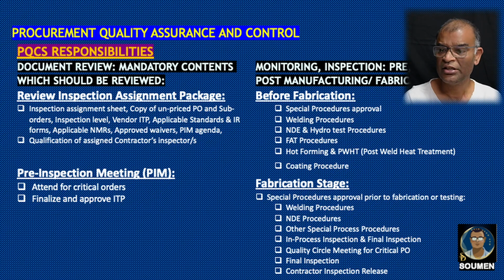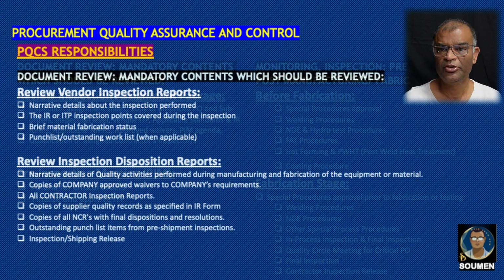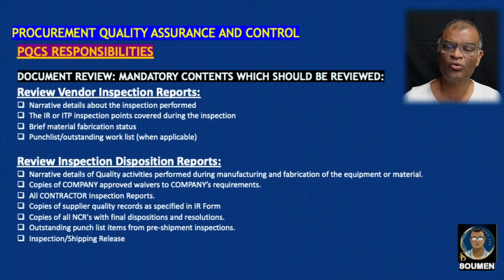In all these stages, the role of the PQCS is very, very important. He has to be very, very observant. Wherever there is a violation or non-conformity, he has to raise it officially through his third-party inspectors. Review the vendor inspection report. While reviewing the vendor inspection report, the PQCS shall check the narrative details about the inspection performed, the inspection report forms, inspection points covered during inspection, brief material fabrication status, and punch list and outstanding work list when applicable. Review the inspection disposition report.